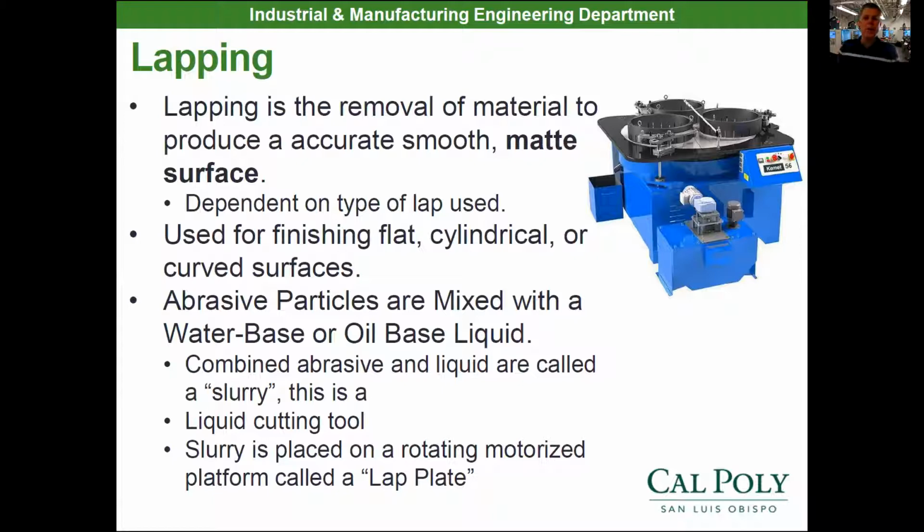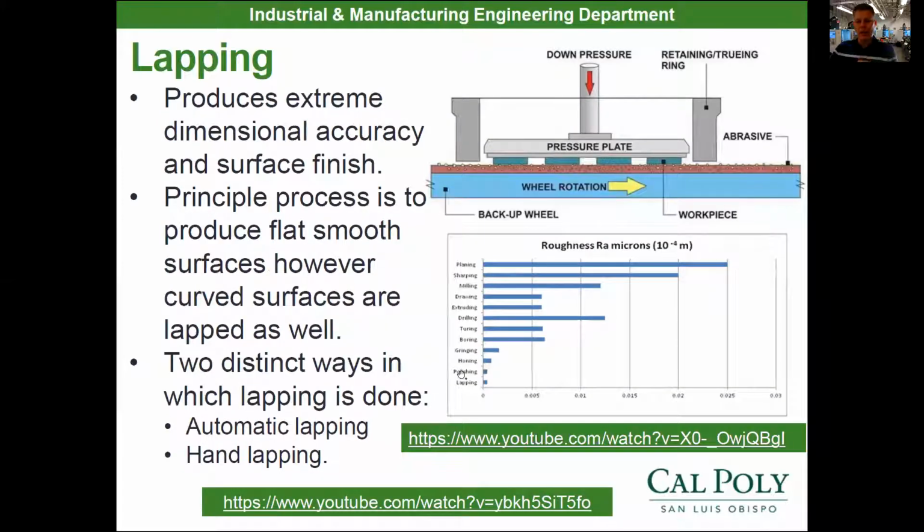So now with lapping, we have abrasive particles mixed in a slurry. Remember, we talked about abrasive slurry with ultrasonic machining last week. So we take that abrasive slurry, it has a certain grit size in that slurry, and we basically have a liquid cutting tool. The cutting tool is the abrasive in that liquid. And we put the slurry on a motorized platform called a lap plate. So it's a lot like a record player. It goes around in a circle, and you have a felt disc on top of that circle that's going around, and you put the part down on it.